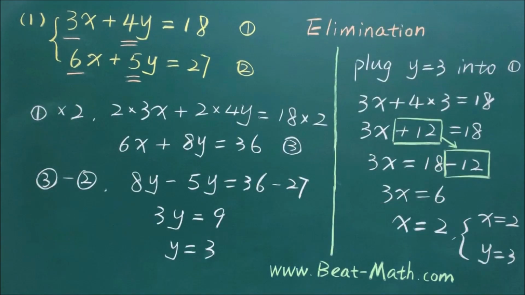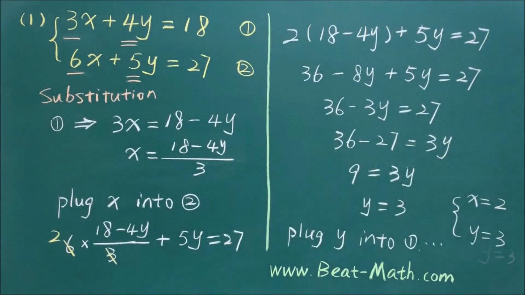In this example, the coefficients of x are 3 and 6. 6 is twice the value of 3. By multiplying both sides of equation 1 by 2, we can eliminate x very easily. But when we solve it by substitution, it's a little more complicated. Because all coefficients of x and y are not 1, if we use terms with one variable to represent the other variable, we get a fractional item. Therefore, for this example, elimination is simpler.